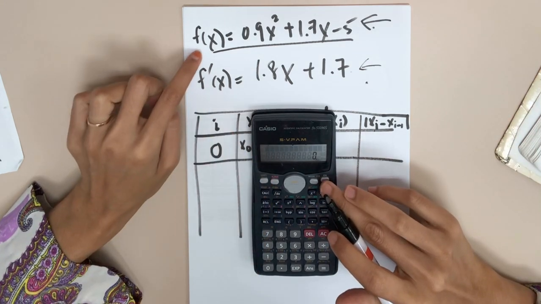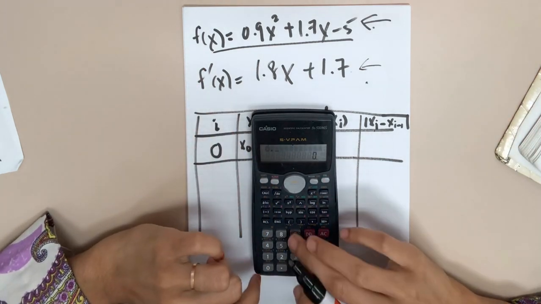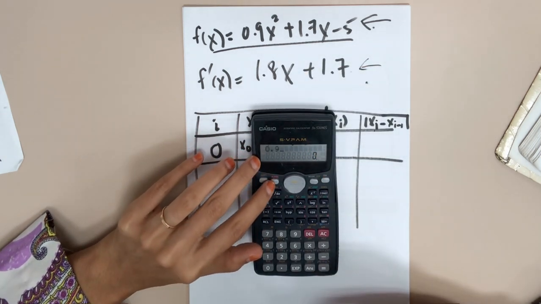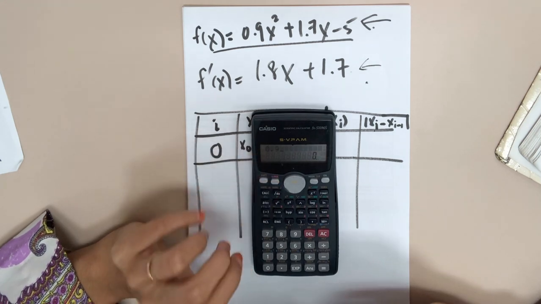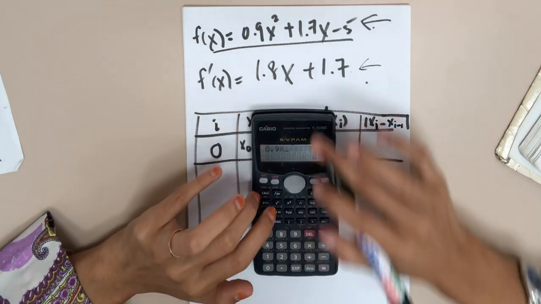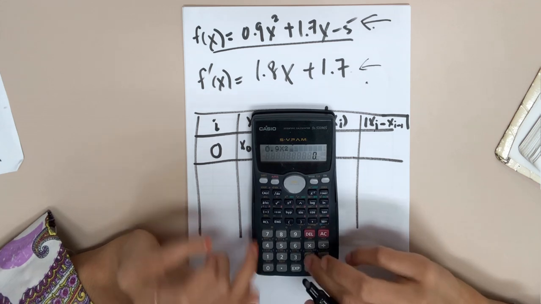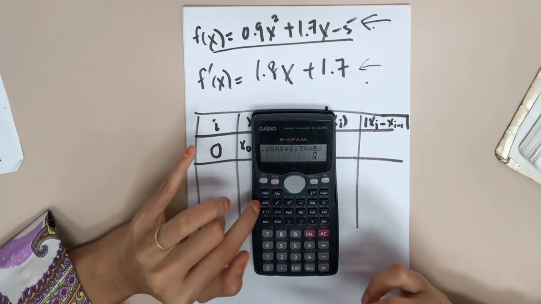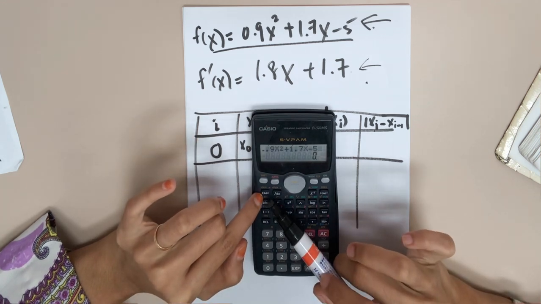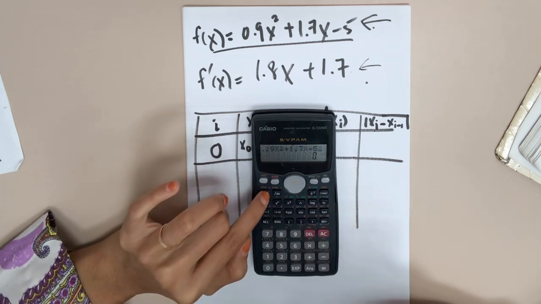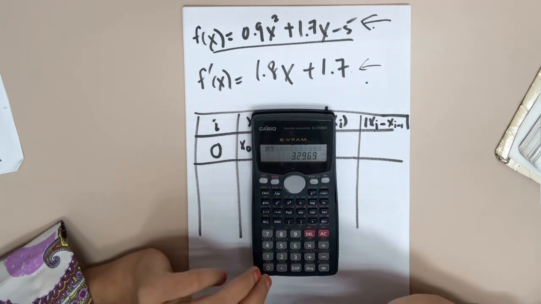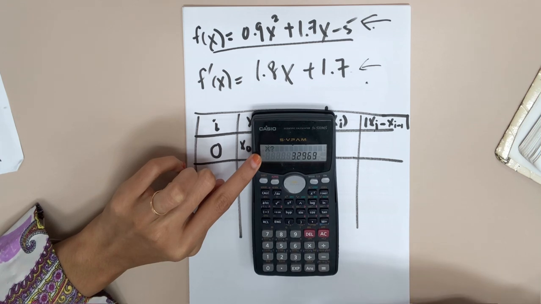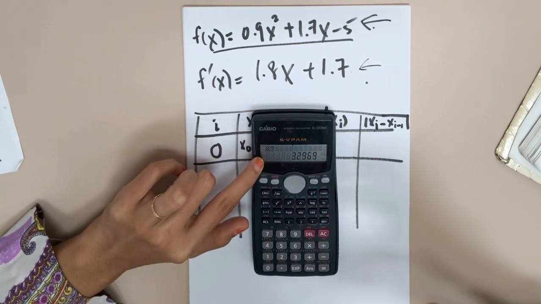So let's say 0.9. I enter 0.9 and then I have x squared. I press the alpha and then x, and this is x squared. Plus 1.7x minus 5. After that, what do we do next? You can see there is CALC, which stands for calculate. You just press calculate and then it will ask you for the x value.